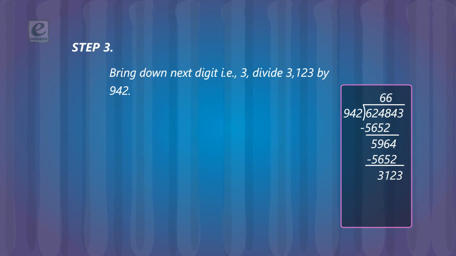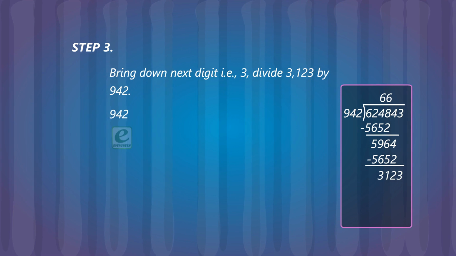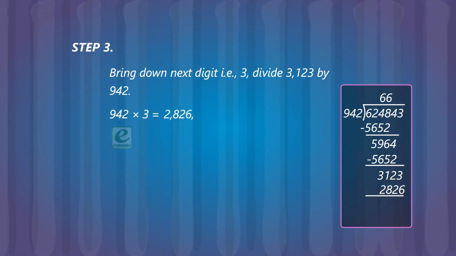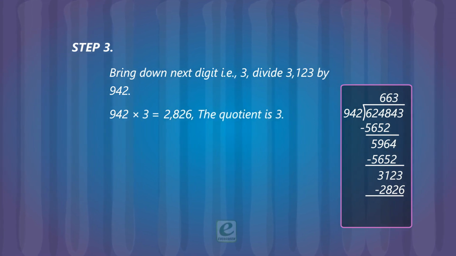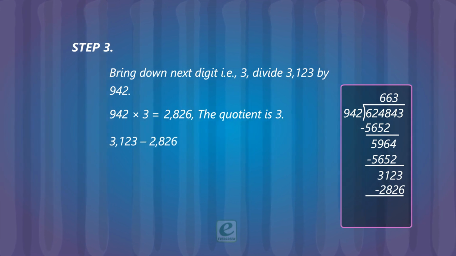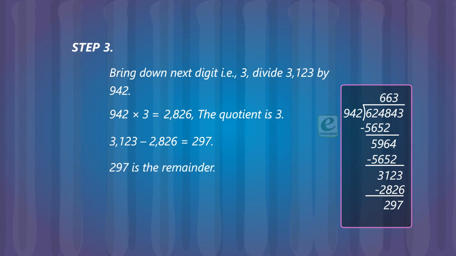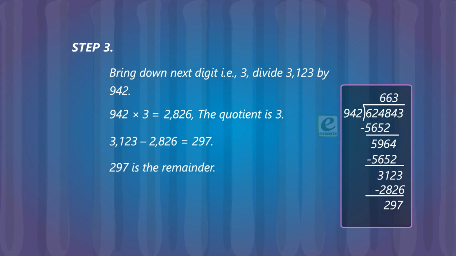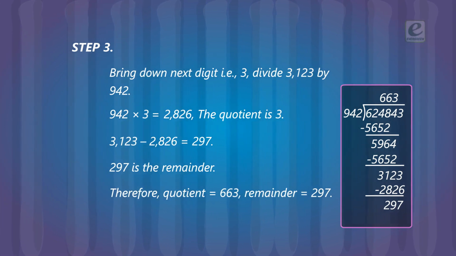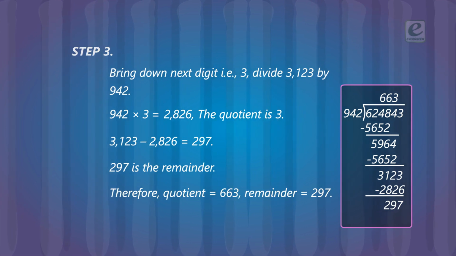Divide 3,123 by 942. 942 into 3 is equal to 2,826. The quotient is 3. 3,123 minus 2,826 is equal to 297. 297 is the remainder. Therefore, quotient is equal to 663. Remainder is equal to 297.